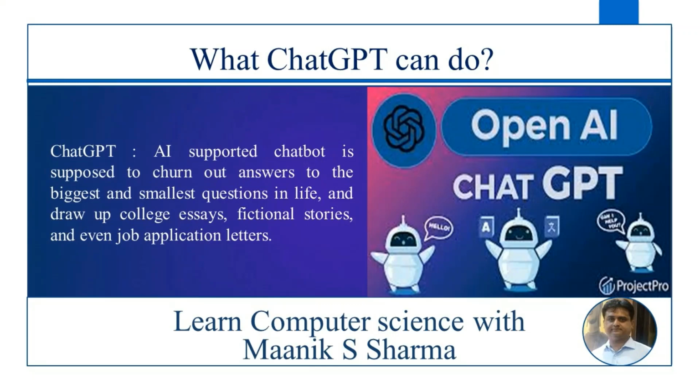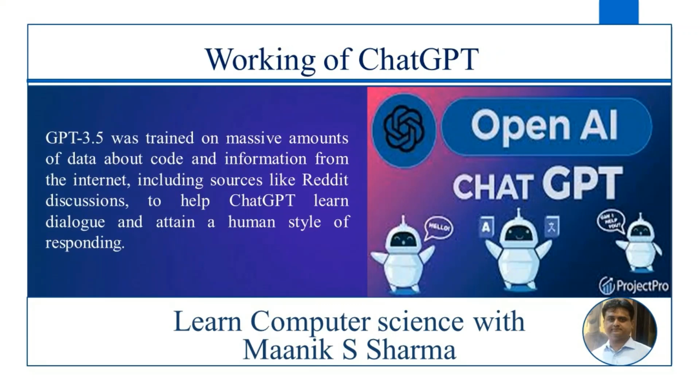Let us understand the brief working of ChatGPT. ChatGPT was created by a well-known artificial intelligence-based company known as OpenAI. GPT 3.5 was trained on a massive amount of data about code and information from the internet, including sources like Reddit discussions, to help ChatGPT learn dialogue and attain a human style of responding. Because of this kind of training, ChatGPT may challenge certain questions and discard parts of the question that do not make any sense. ChatGPT can be used for a wide range of natural language processing tasks.